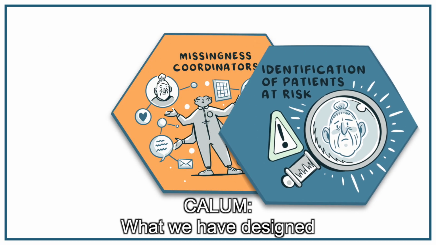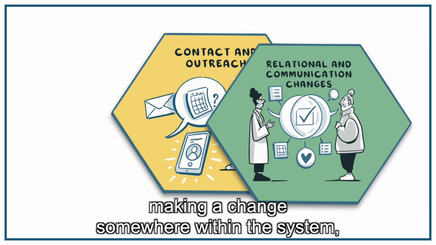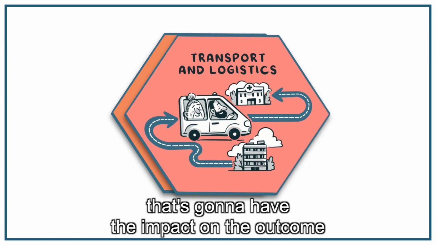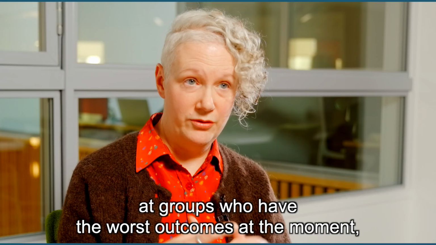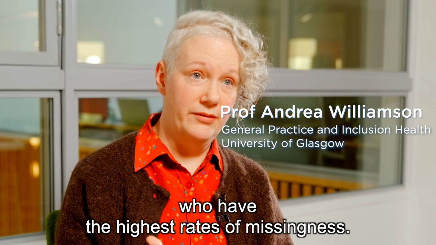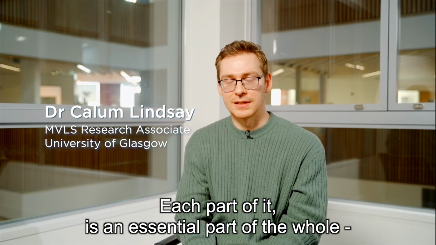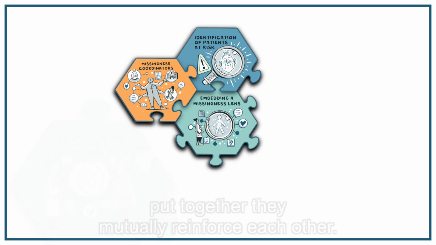What we have designed ultimately is a suite of interventions. An intervention essentially involves making a change somewhere within the system that's going to have an impact on the outcome that we want. It needs to be targeted at groups who have the worst outcomes at the moment, who have the highest rates of missingness. Each part of it is an essential part of the whole. Put together, they mutually reinforce each other.